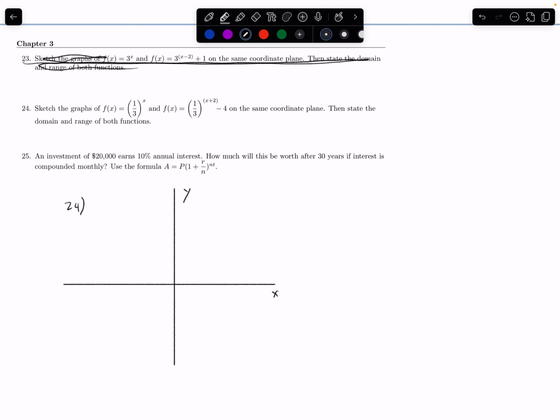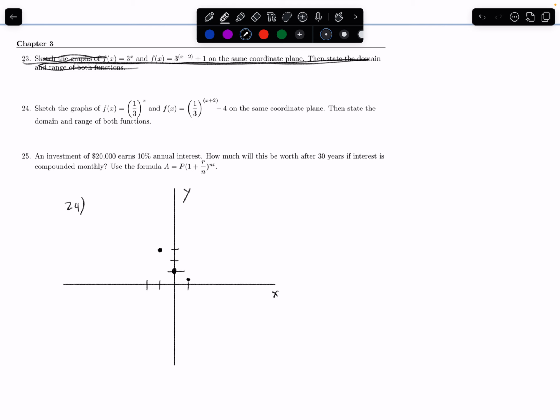Anything to the 0 is still 1, so you're still getting that point right here, 0, 1. I'm doing here f of x equals 1/3 to the x. 1/3 to the 1 power is 1/3, so it's down here. And 1/3 to the negative 1 power, you flip it upside down, so you become 3 to the 1, which is 3. So you notice it's very similar to what I had in the last case, except it just kind of flipped over the y-axis.